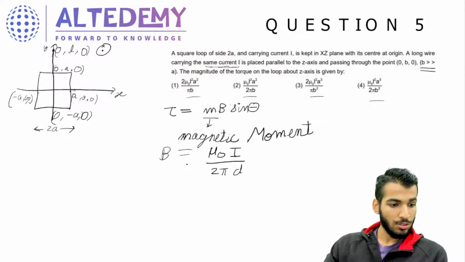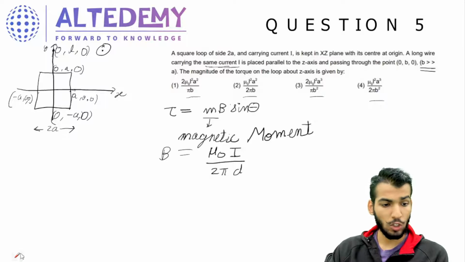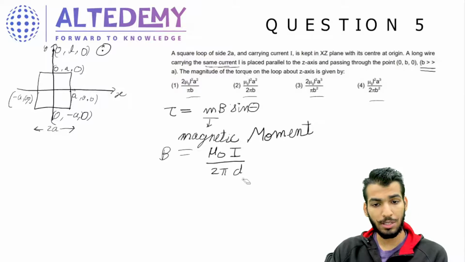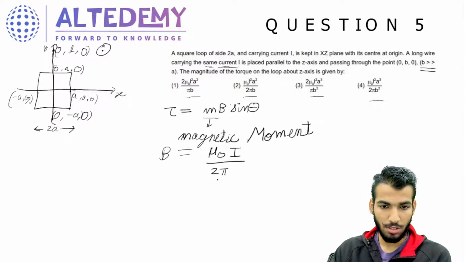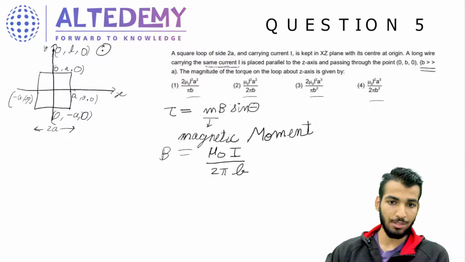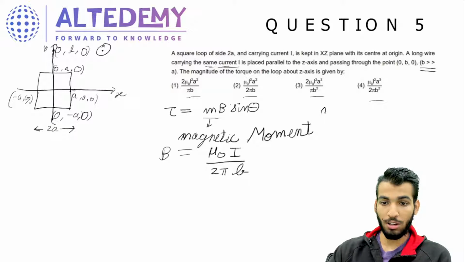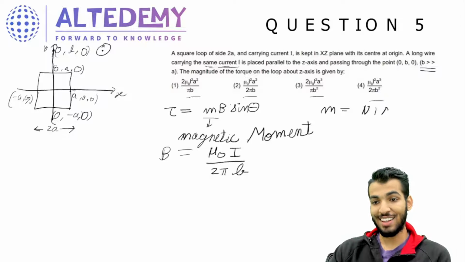Okay. So let's move further and think about what is happening. d is just the distance between the wire and the center. So let's just write it as b to avoid any further confusion, because that will be necessary when we are dealing with a situation like this. So let me just write down 2 pi b. That is better. And what is M? Like we all know, the formula of M is NIA.